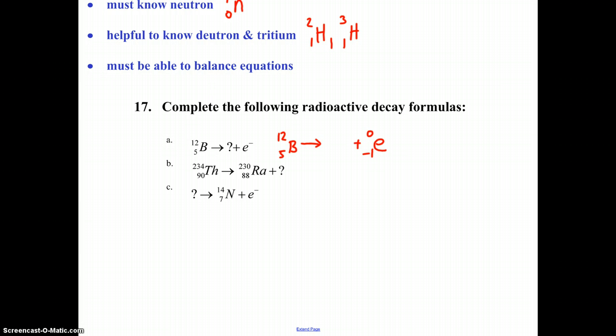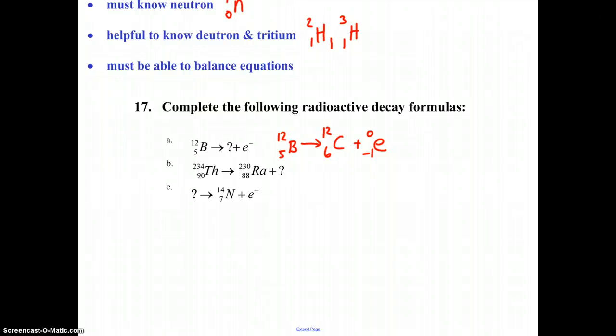So what was the element that boron 12 decayed into? What number plus -1 equals 5? Well, that would be an atomic number of 6. What number plus 0 equals 12? And of course that would be 12. Well, then we look at our periodic table of elements, which you're not required to memorize, but some of these you just learn to know over time. And the element with the atomic number of 6, of course, is carbon. So boron 12 decays into carbon 12 plus a beta particle.